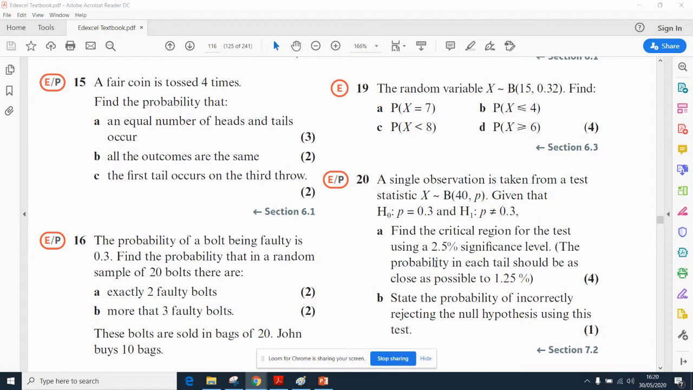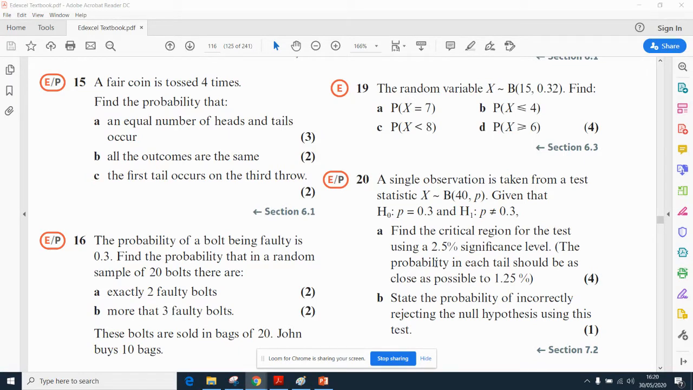Okay, so the first question you wanted to look at was question 15, part B and C. So 15, part B, we've got 4 coins tossed, and we want to know the outcomes all the same. That means head, head, head, head, or tail, tail, tail, tail. So the chance of getting 4 heads, well, that's a half times a half times a half times a half. It's the same for 4 tails. Work each of those out and add them up.